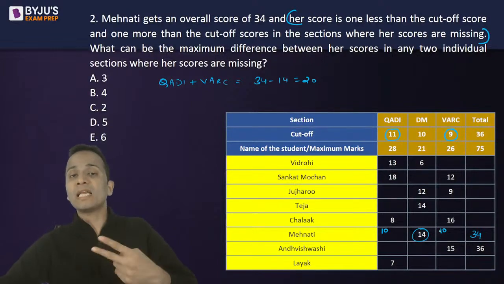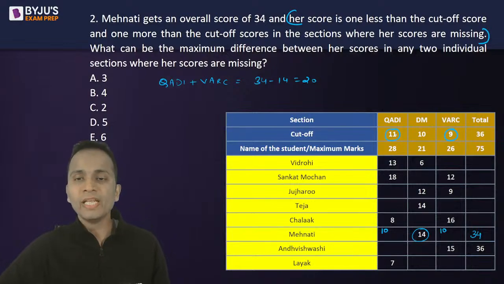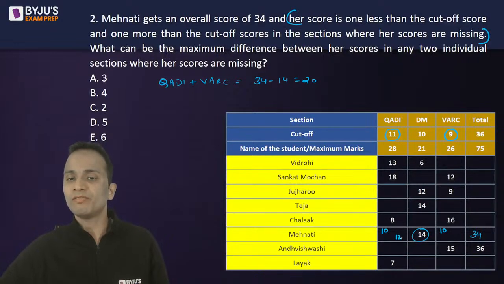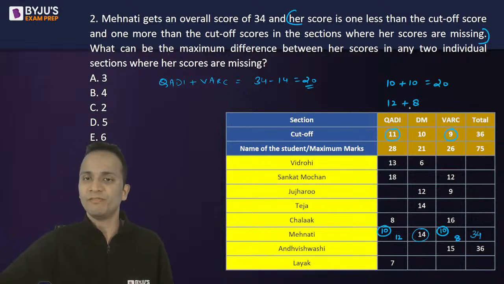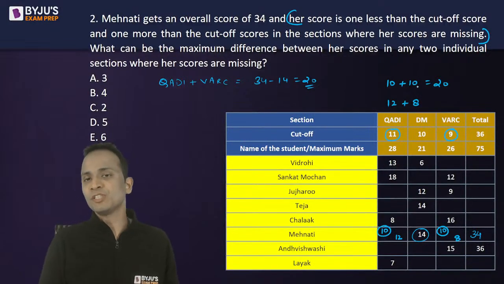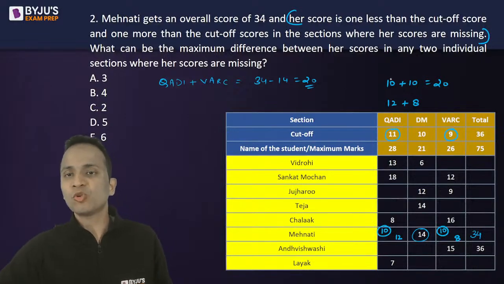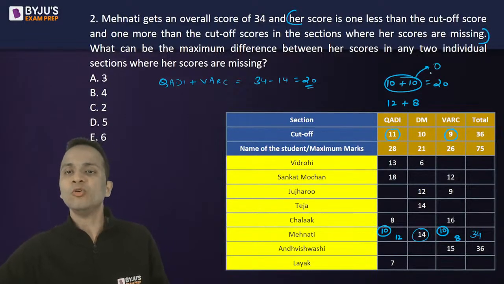Now if I take the other case, in QADI, if her score is one more than the cutoff, it will be 12, and in VARC it will be 8. So either her scores will be 10 and 10, that is sum 20, which matches, or her scores will be 12 and 8 respectively. Now I have to maximize the difference between these two values. So if the scores are 10 and 10, the difference will be 0. If her scores are 12 and 8, the difference will be 4.